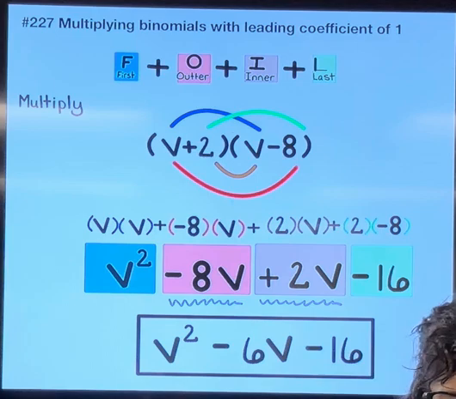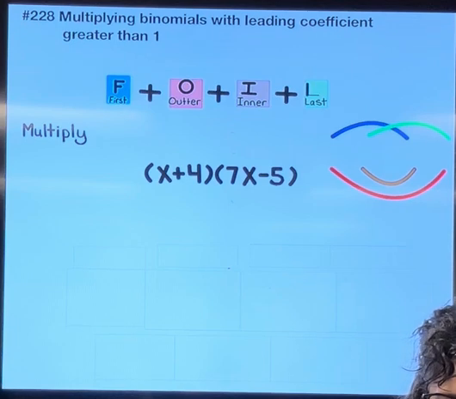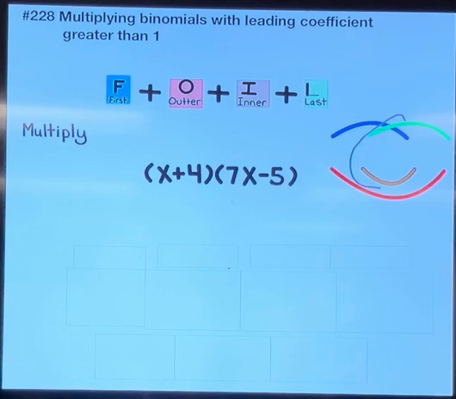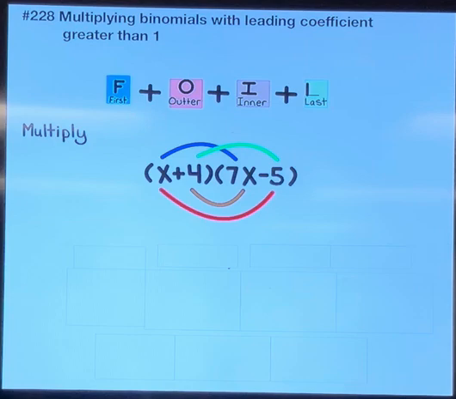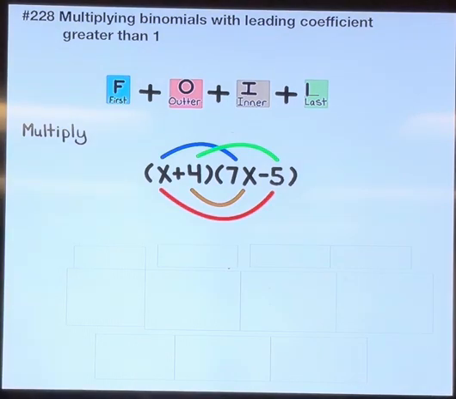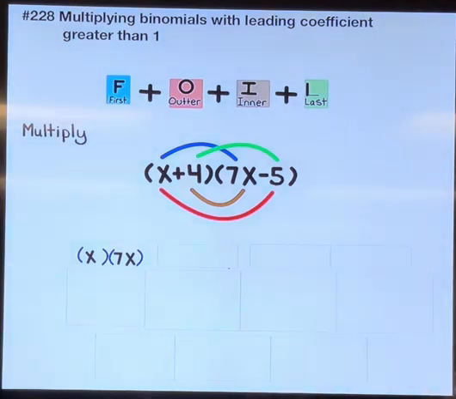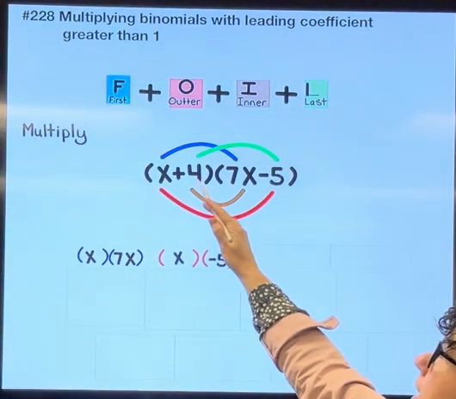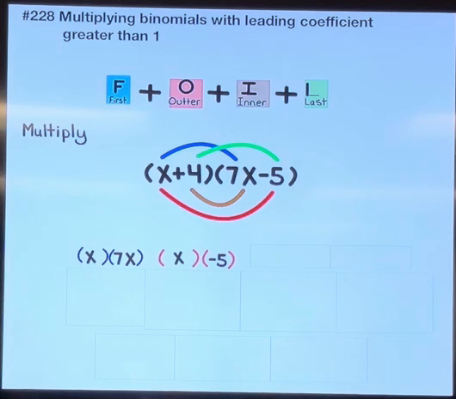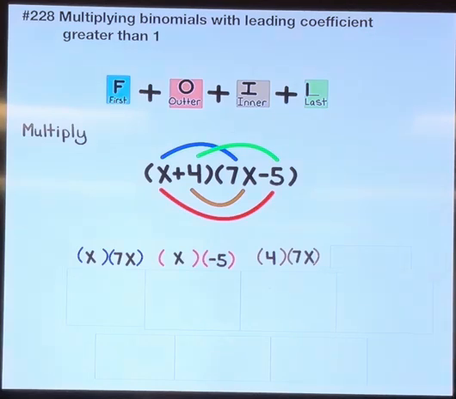Okay, so let's look at another one. This one comes from 228. All right, so if I grab my little smiley face here, the ones that are in the front are X and 7X. The ones that are on the outside are X and -5. The ones on the inside are 4 and 7X. And then the ones that are last are 4 and -5.